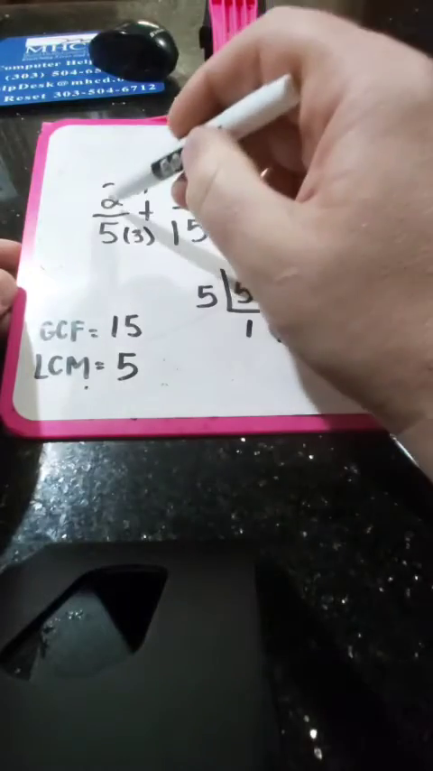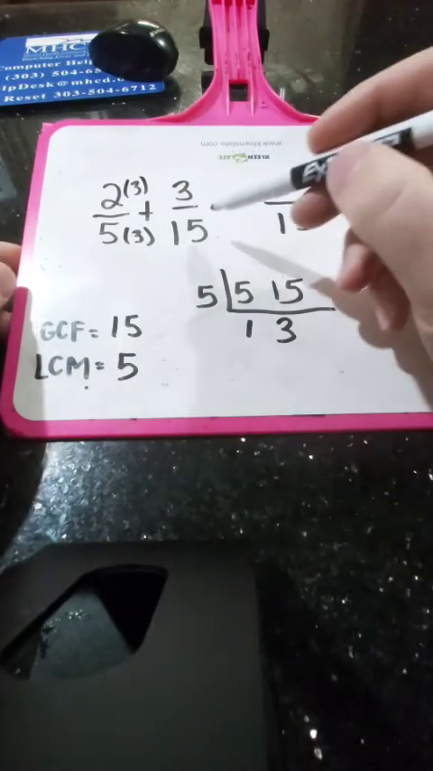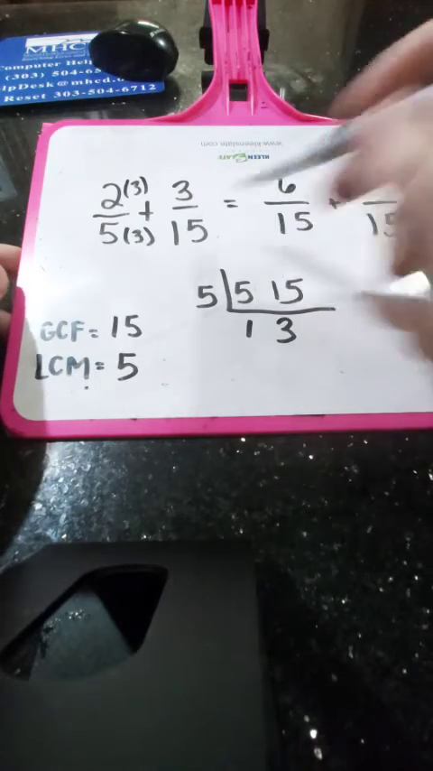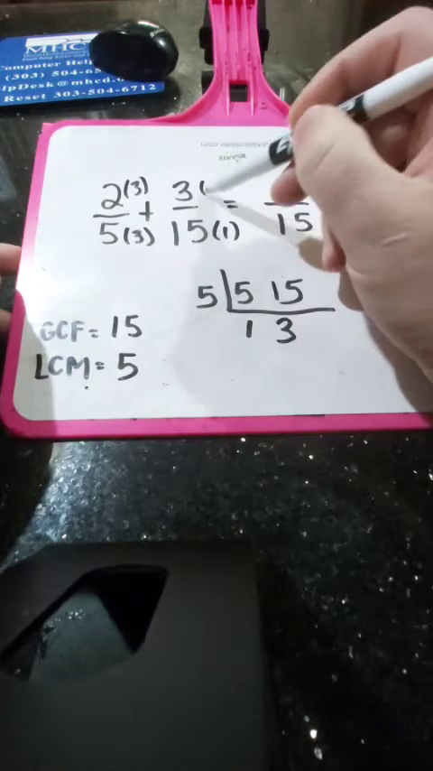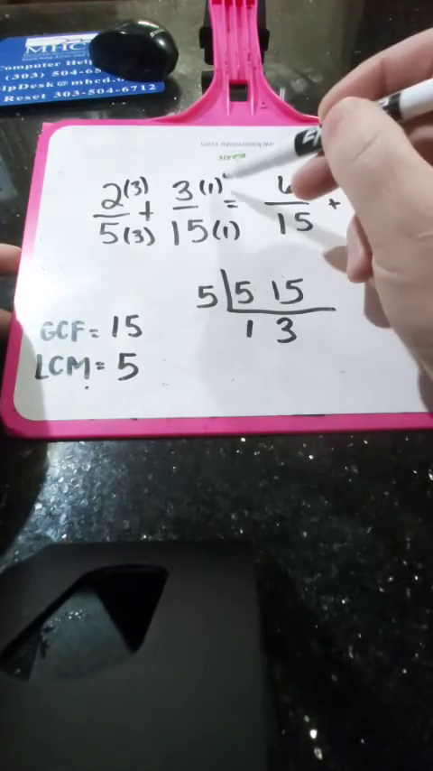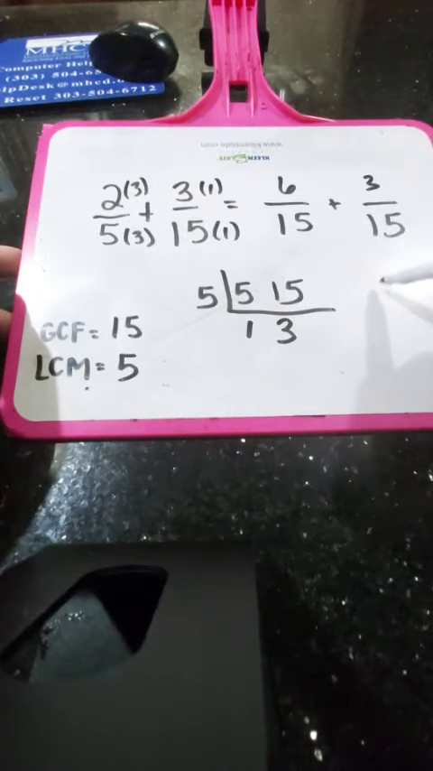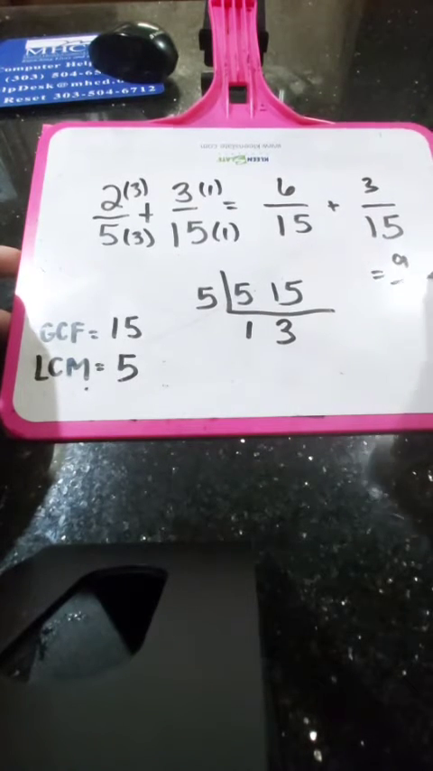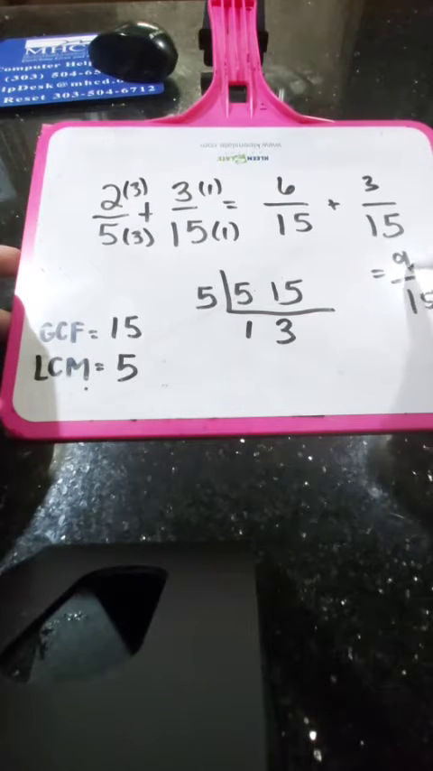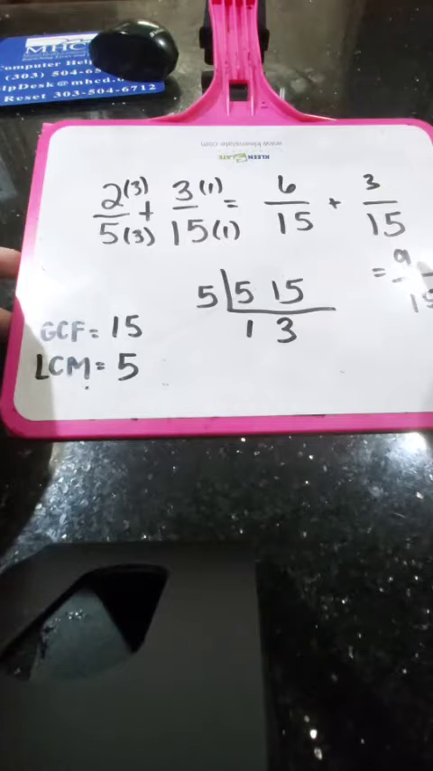All right, so 2 times 3 is 6. And then over here, because 15 is conveniently already used, all we have to do is multiply that by 1, which keeps it the same. We multiply both the top and bottom by 1. 3 times 1 is 3. So that gives us a total of 6 plus 3 is 9/15. All right. So the answer to 2/5 plus 3/15 is 9/15.